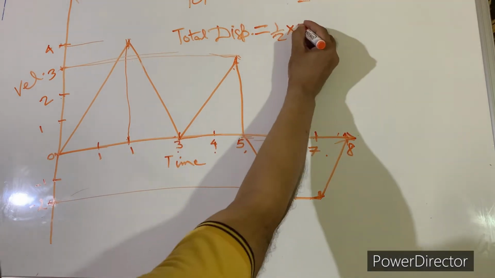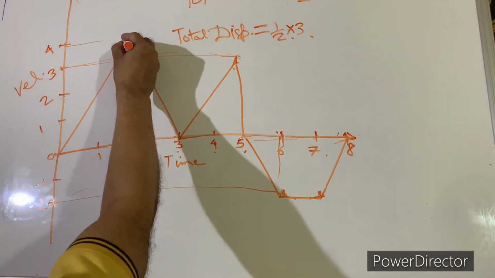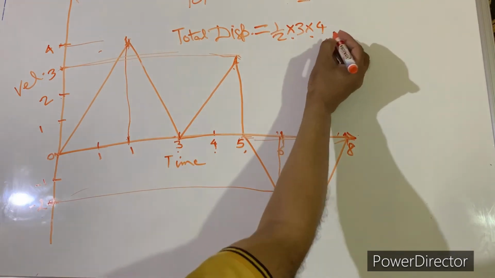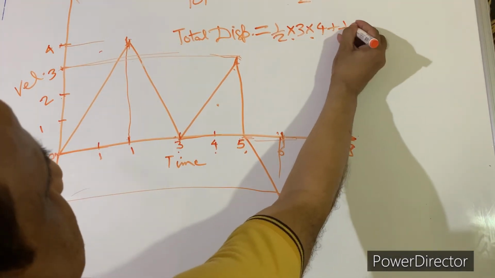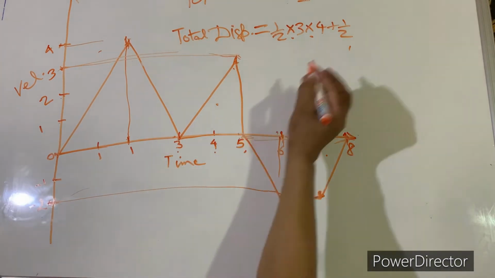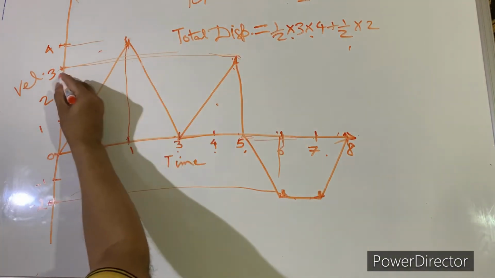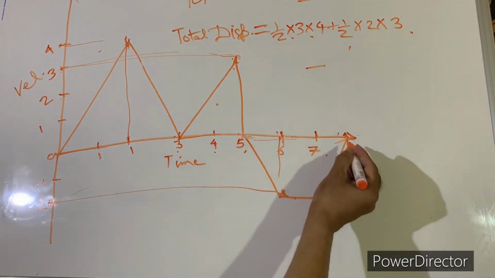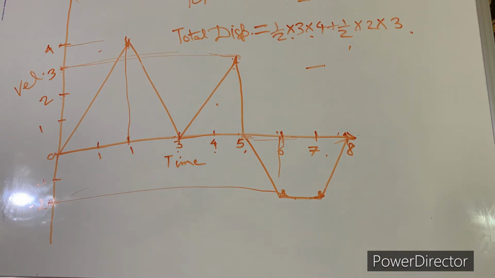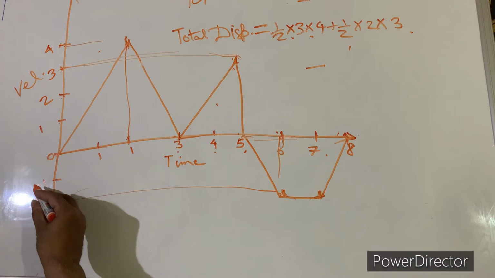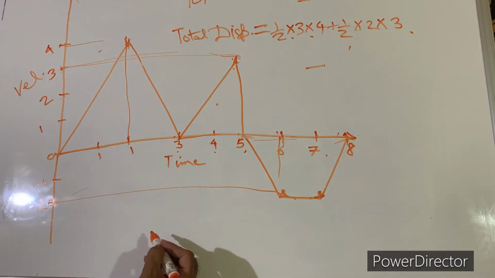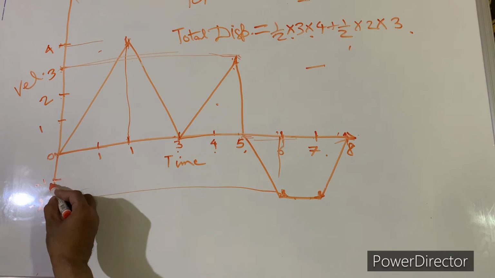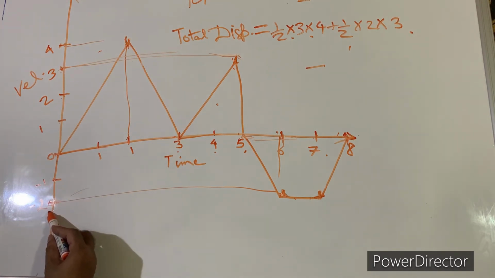Base was 3, half into 3 into height was 4, half into 3 into 4, plus the area of this triangle, which is equal to half into base into height. Half into base is 2 and height is 3, minus the area of the trapezium. From this, what do we find out? We know that the displacement of a body, direction is very important. And here direction is signified by the negative terms. Velocity was here minus 1 meter per second square, minus 2 meters per second square and so on.